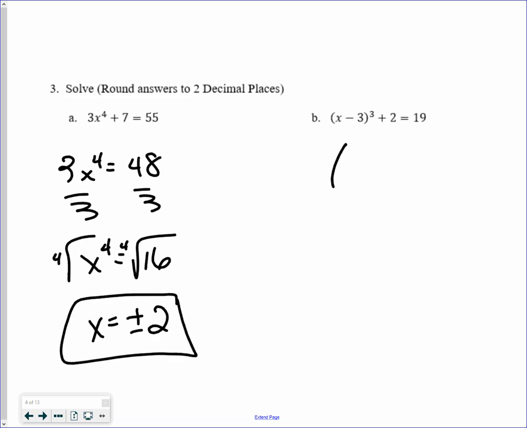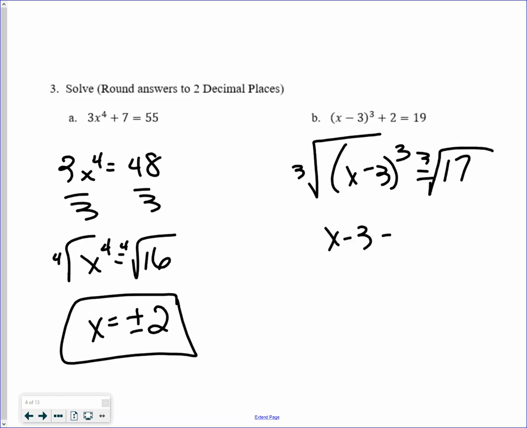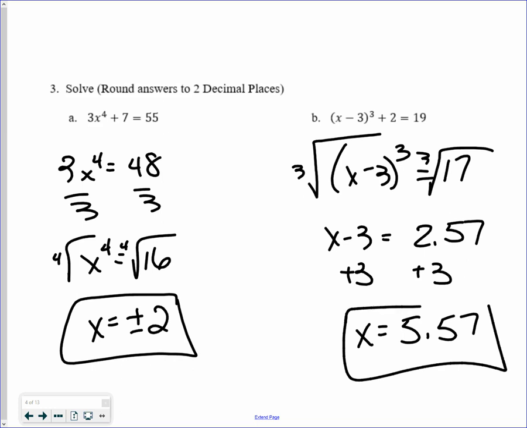The next one, I need to isolate the parenthesis, so I'm going to subtract 2 from both sides. Then I'm going to take the cube root of both sides. Anytime you take the cube root of both sides, you end up getting a decimal, so we get 2.57, no plus or minus. Odd roots do not cause a plus or a minus. Only even roots cause a plus or a minus. Add 3 to both sides. And the answer to this question is 5.57.